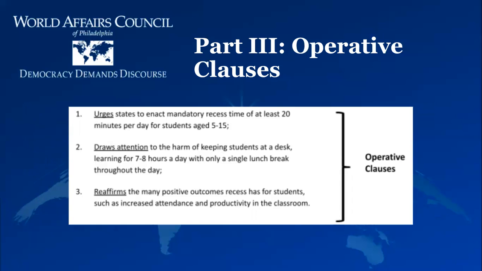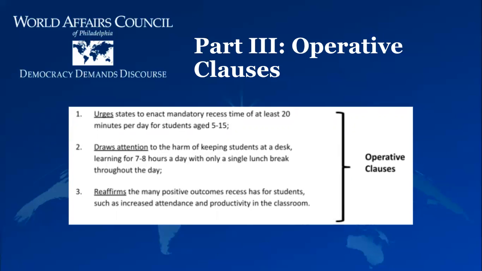Operative clause number 1 urges states to enact a mandatory recess time of at least 20 minutes per day for students aged 5 to 15. Number 2 draws attention to the harm of keeping students at a desk, learning for 7 to 8 hours a day with only a single lunch break throughout the day. And number 3 reaffirms the many positive outcomes recess has for students, such as increased attendance and productivity in the classroom. Each of these is presenting solutions or reasons why our solution is very important for us to solve this critical issue of students losing their mandatory recess time.